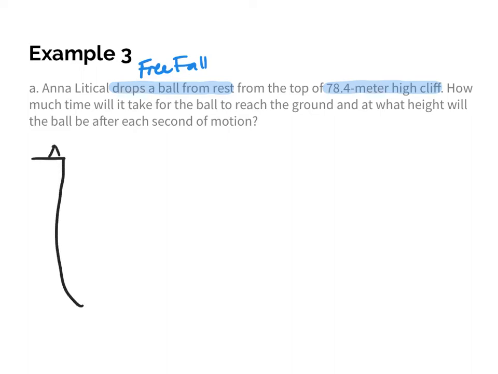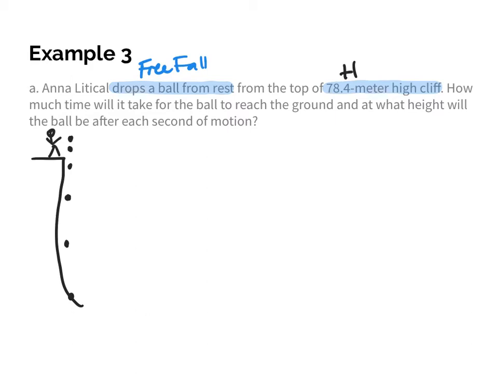There's our cliff. Here's analytical. That's got a long neck. And she's dropping a ball from that cliff, and that ball is going to fall. And understand that as it falls, it's going to start to pick up speed. So I'll show this as the distance between those spots gets shorter. So we know that here it's 78.4 meters, which is going to be the height of that ball.